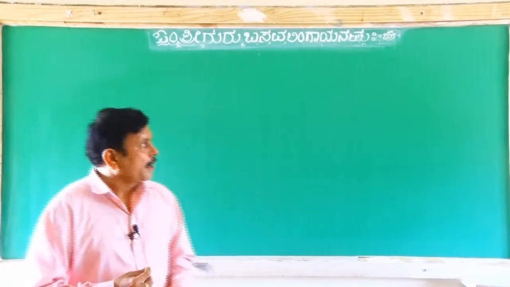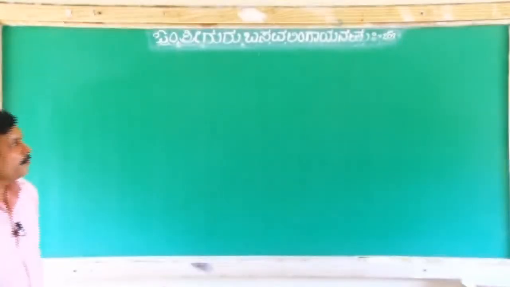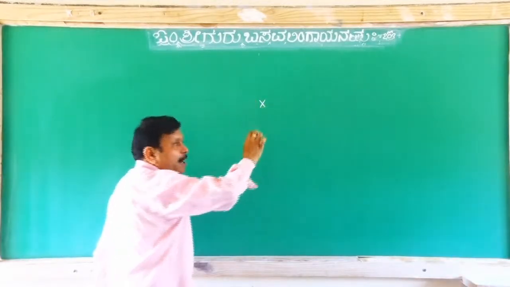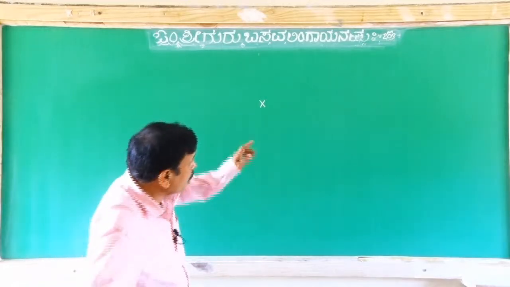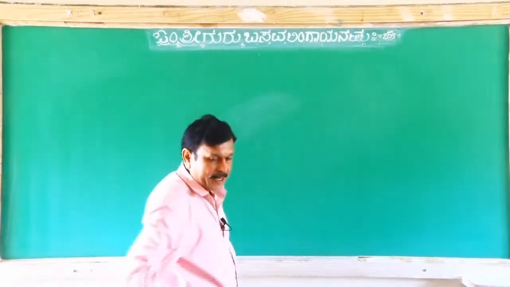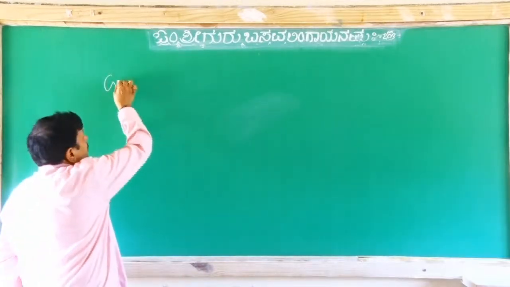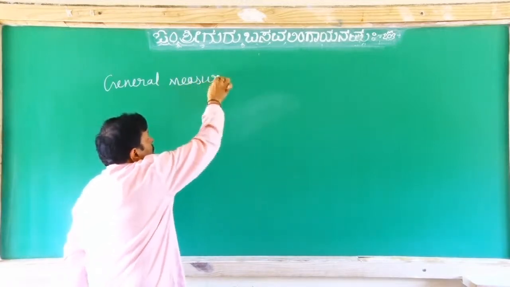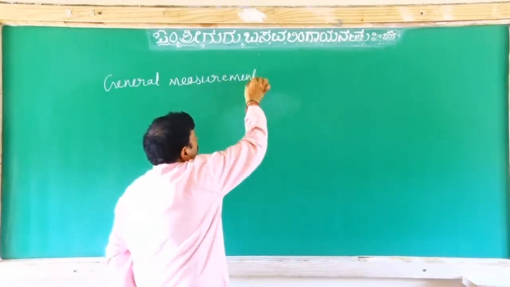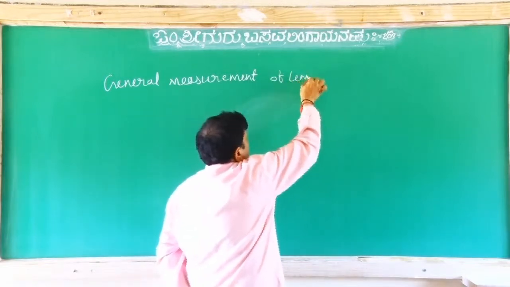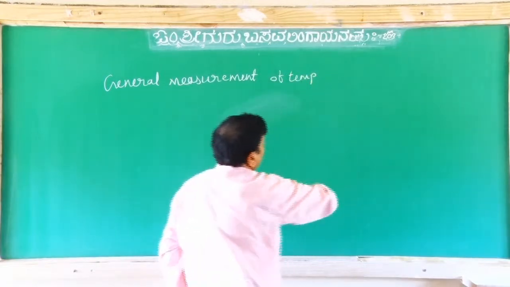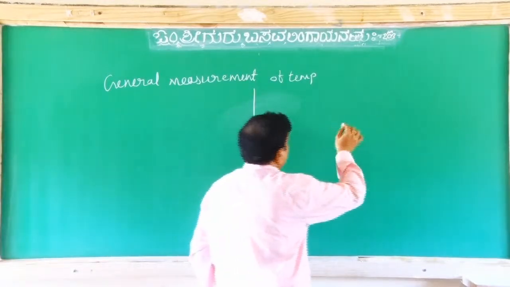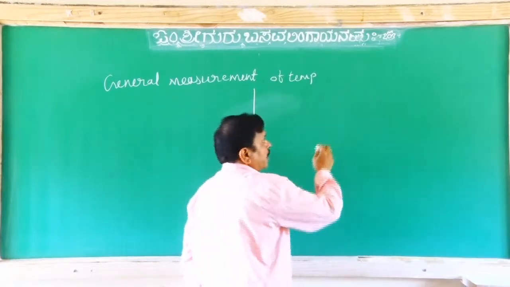Now, here we will be using one general formula for that. Let us say x is the parameter. We will write this down for reference on the right side. So, it is general measurement of temperature. And for this, we write the formula here so that it can be used as a reference in all the cases.